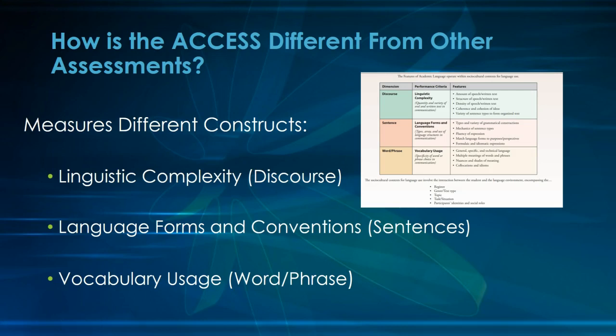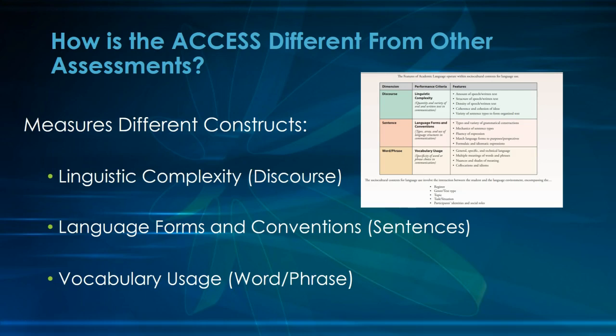Access is looking to see how students use linguistic complexity. What does their discourse look like? What amount of speech are they using? And what is the structure of that speech? Are they coherent in their ideas? And then can they use a variety of different sentence types?